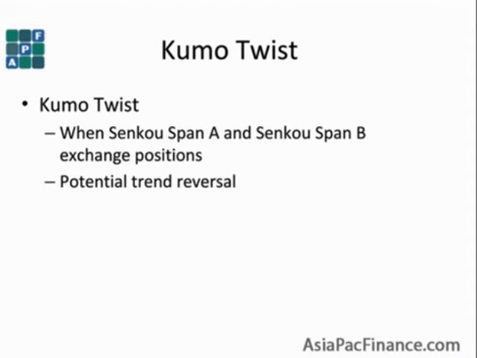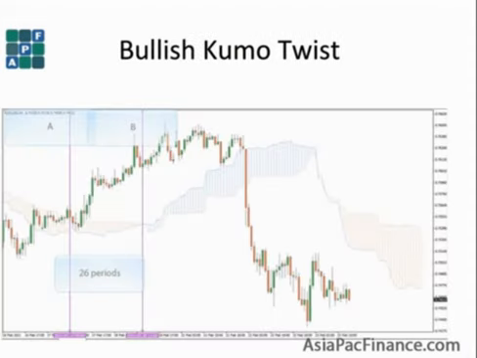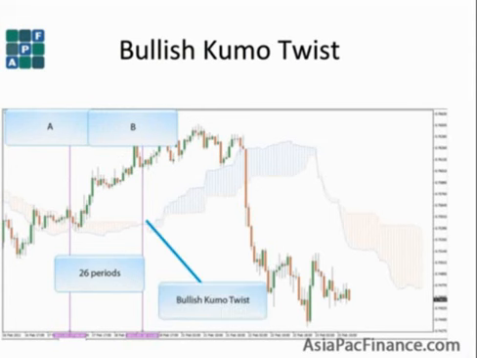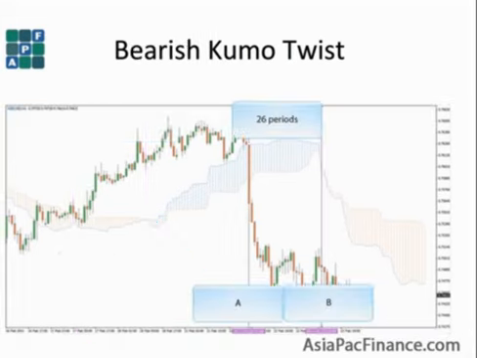Let us take a look at 2 examples. Assume you are at period A, clouds are already forming, 26 periods ahead, at period B. We notice something interesting, Senkou span A and B exchange positions, with span A climbing above span B. This is a bullish Kumo twist, as we observe a trend reversal, and the start of a bullish move from period A. On the same chart, we notice another Kumo twist ahead.